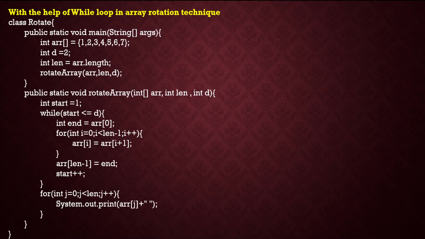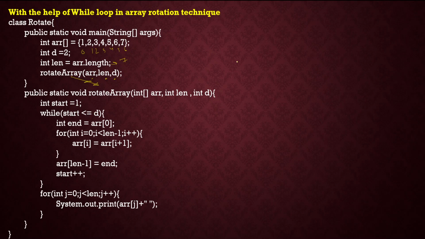As per our question, one array has been given whose indexes are 0, 1, 2, 3, 4, 5, 6. And what will be its length? Its length will be 7. Now we will follow this method to rotate an array. For the rotation of the array, we will pass the array, length and distance.